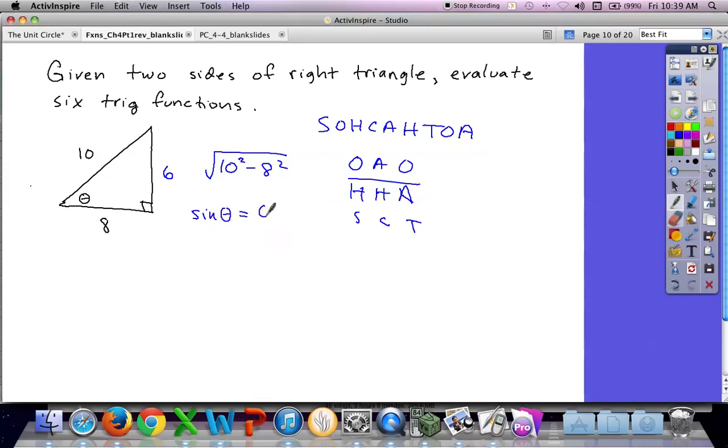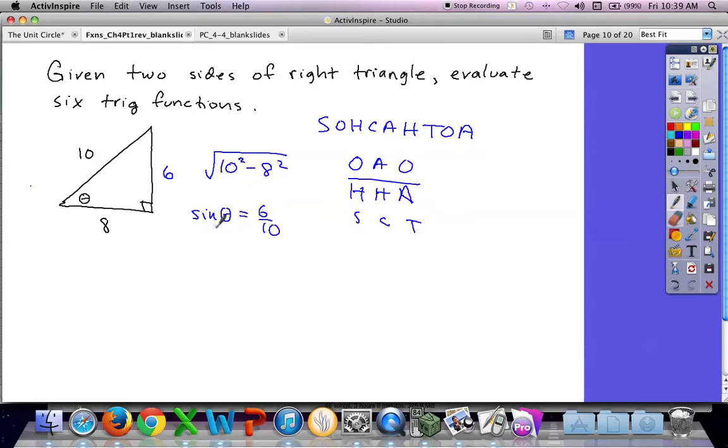6 over 10. You could rewrite, you could say that's 3/5 if you simplified it. But you don't turn it into a decimal. If it says exact, you would not turn it into a decimal. Don't try to say sine of 6 over 10.